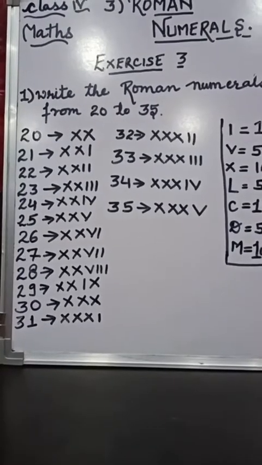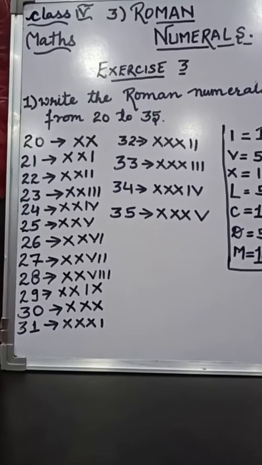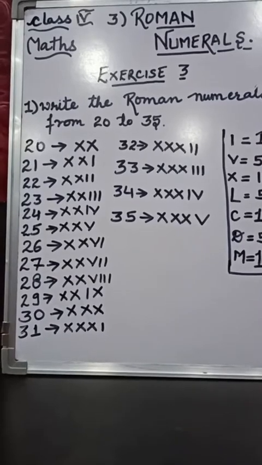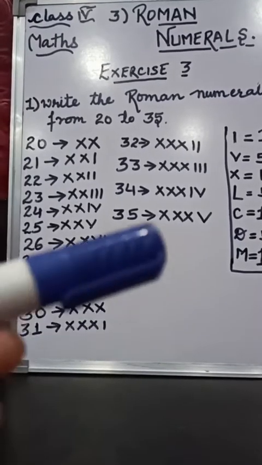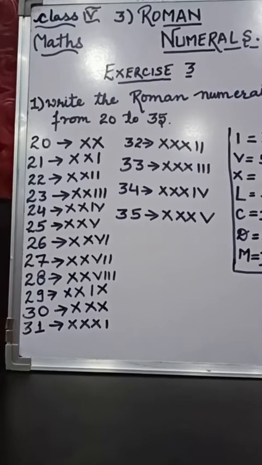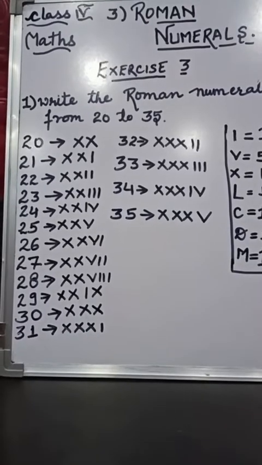Now let's see question 2. Write Roman numerals from 40 to 50. So this one is your homework, on the same pattern as 20 to 35. You have to write the Roman numerals from 40 to 50. This is your homework.